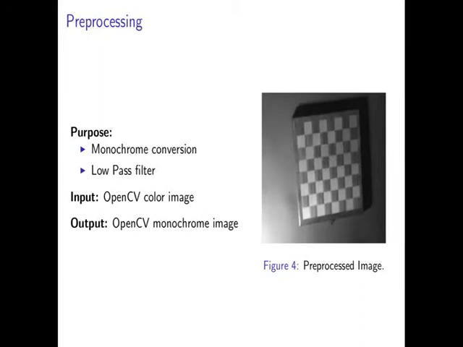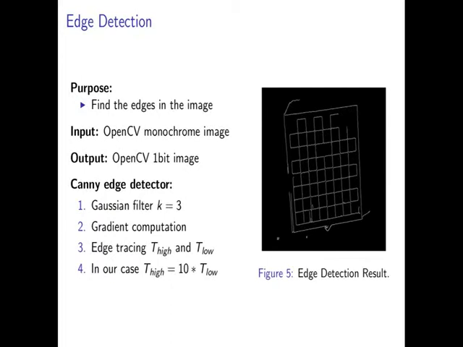Pre-processing is pretty straightforward. I'm only operating on black and white images. So I convert the pictures acquired by my webcam into a black and white picture, and then I low pass filter it to remove some of the high frequency noise. The edge detection is also pretty straightforward. The tool of the trade here is the Canny edge detector.